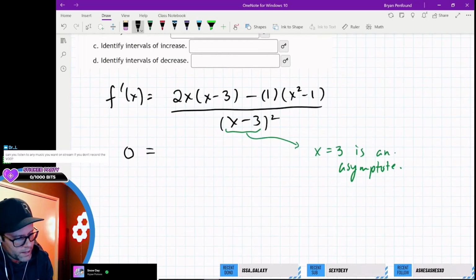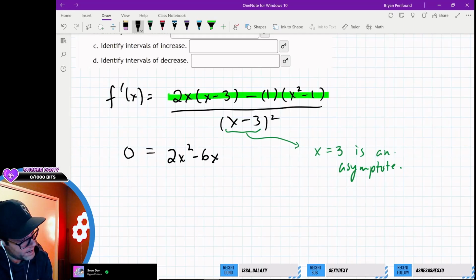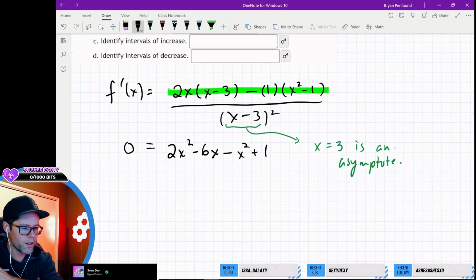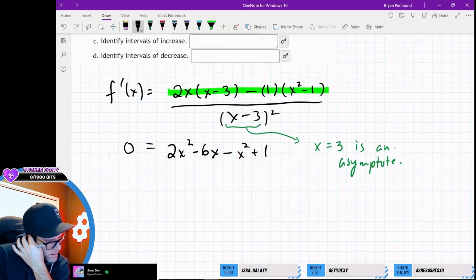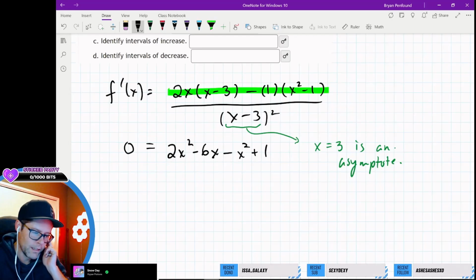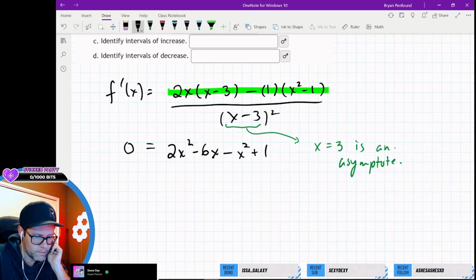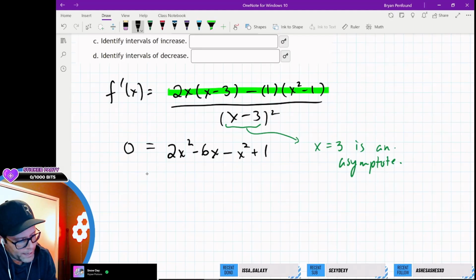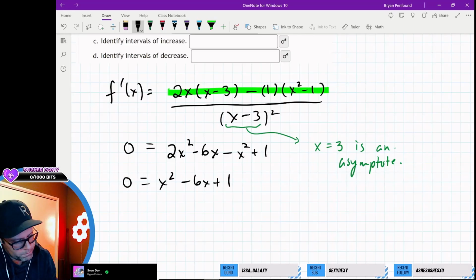All right, let's take a look at the numerator of our fraction. Let's expand. So 2x squared minus 6x minus x squared plus 1. And we're going to drop that denominator of (x minus 3) squared because we don't really need to consider that when we're doing this kind of solving. So what do we got? We got x squared minus 6x plus 1.